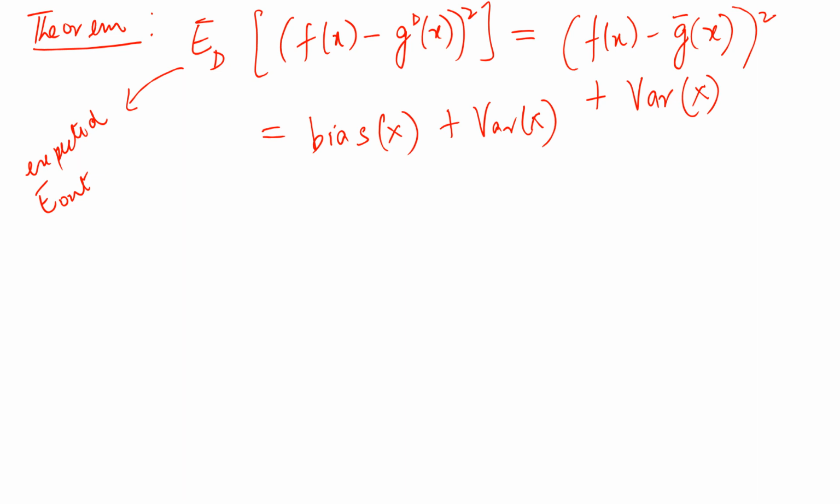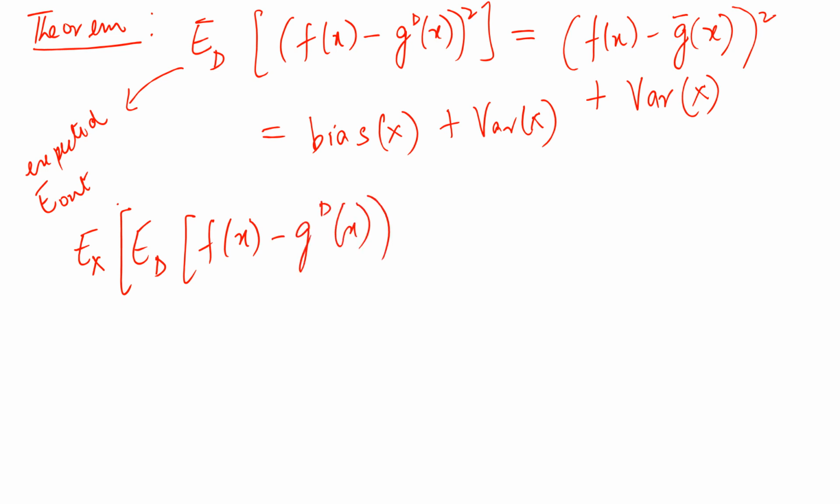Okay, so the expected value over the test point X, you can further take the expectation on the left-hand side. If we take that, then that would be the expected out of sample error with respect to all data sets and all test points, right? So we can further define this as the expectation over X of the expectation over D of (f(x) minus g_D(x)) whole squared, and one more, right?